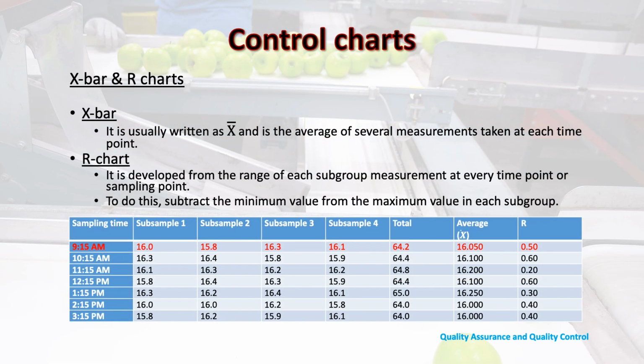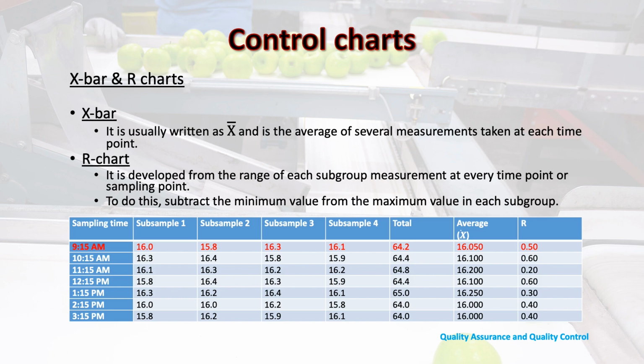The second set of charts combines an X-bar chart and an R chart. They are used for scenarios where subsamples are taken, like the tomato processing plant example we discussed earlier. The X-bar represents the average of all measurements taken at each time point. R represents the range of the measurements taken at each time point. For example, in this table, at 9:15 a.m., 4 samples were taken and measured. The weights ranged from 15.8 to 16.3.